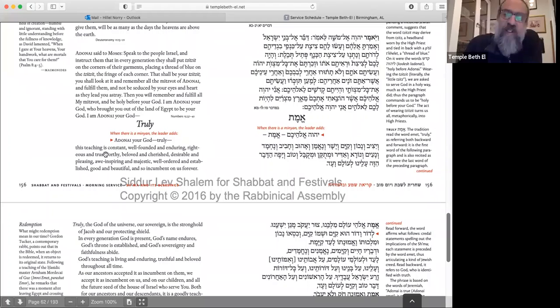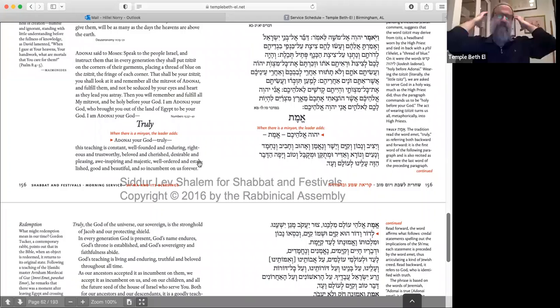So this teaching, these words which we have in front of us, are constant, well-founded, enduring, righteous, trustworthy, beloved, cherished, desirable, pleasing, awe-inspiring, majestic, well-ordered, established, good, and beautiful, and so are incumbent upon us forever. It's a closing acceptance of all of what the Shema has been.